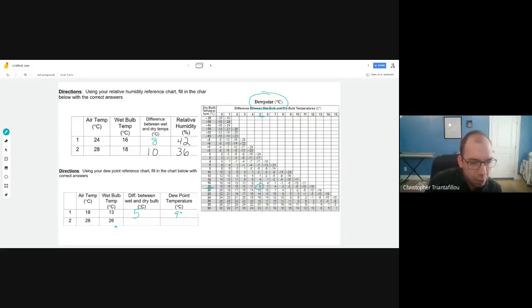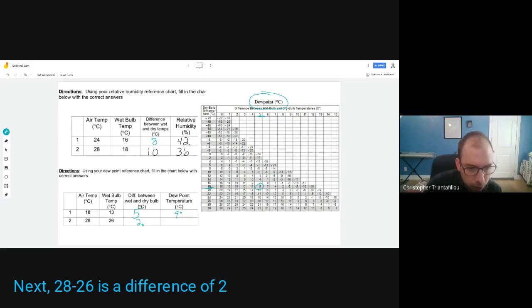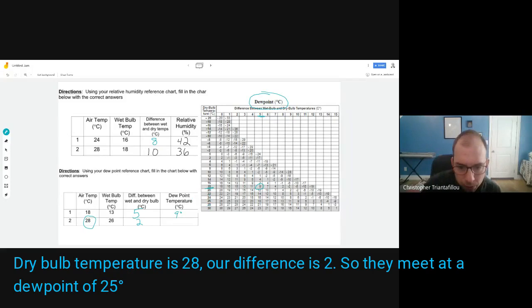Now, 28 minus 26 is 2. Our dry bulb temperature is 28, right there. Our difference is 2. So you can see they meet up right there at 25 degrees.